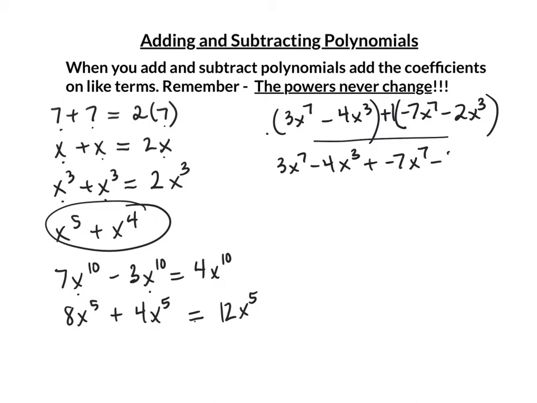What I'm going to do is add like terms. 3x to the 7th plus negative 7x to the 7th is negative 4x to the 7th. Negative 4x cubed minus 2x cubed. Negative 4 plus negative 2 is negative 6x cubed.